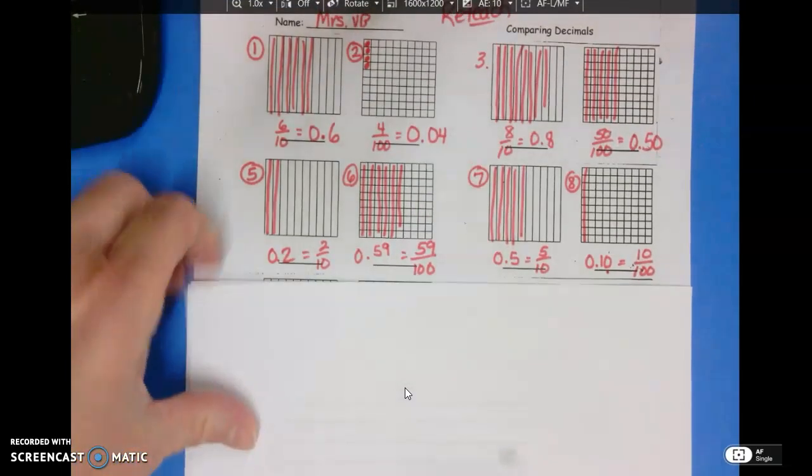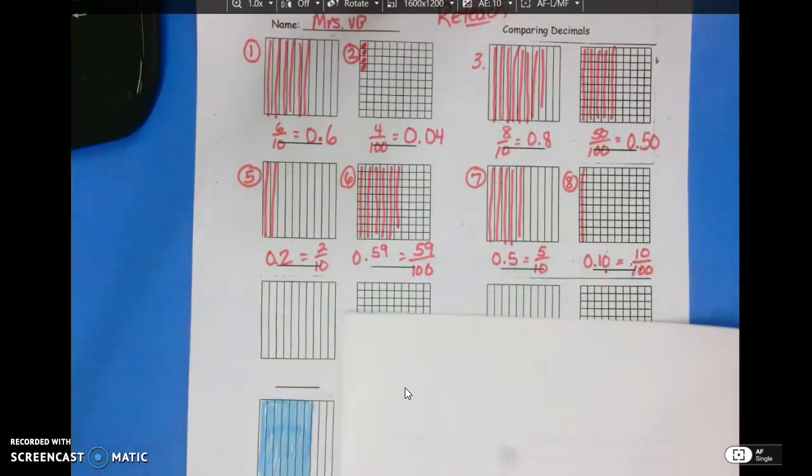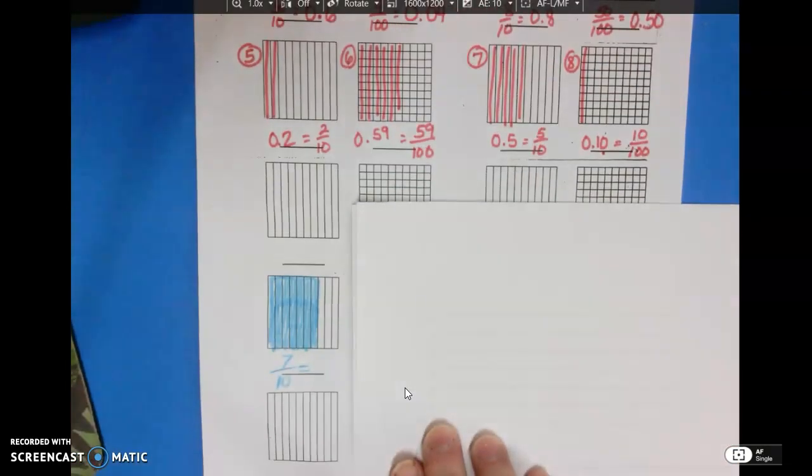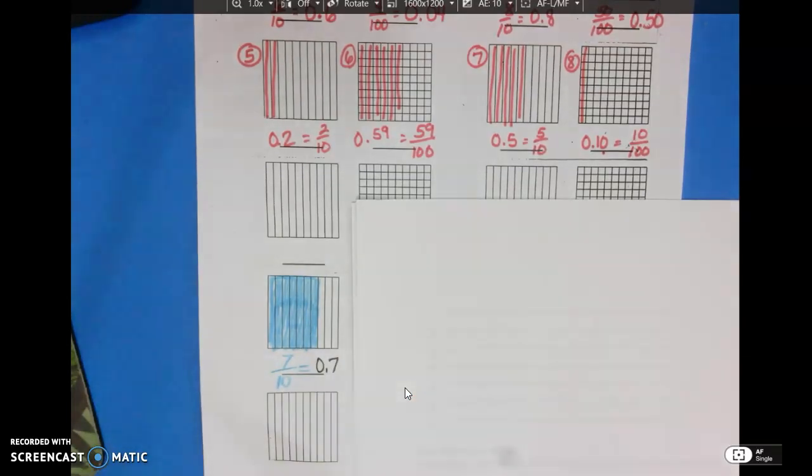All right, if you need to pause the video to give yourself more time, you may, but your drawing should look like this. You found a board of tenths, you shaded 7 of them, and now the challenge is, what would that be in decimal form? 0.7.